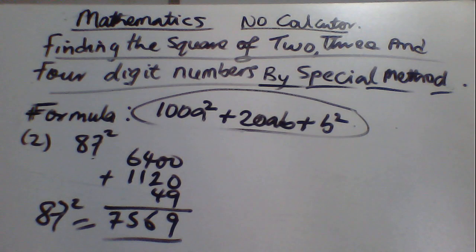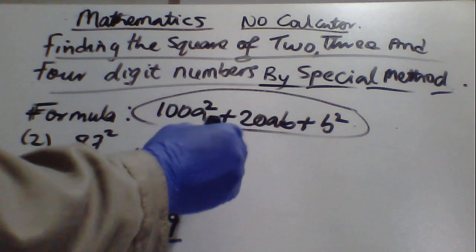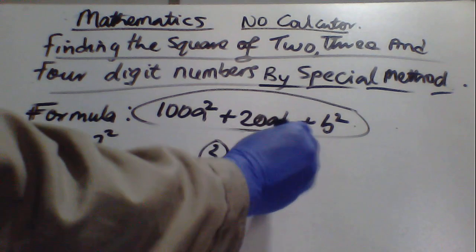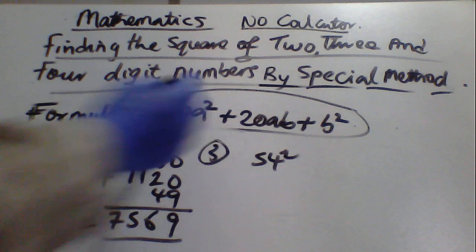See how easy it is. So let's do another one. Find the square of 54 using this formula.